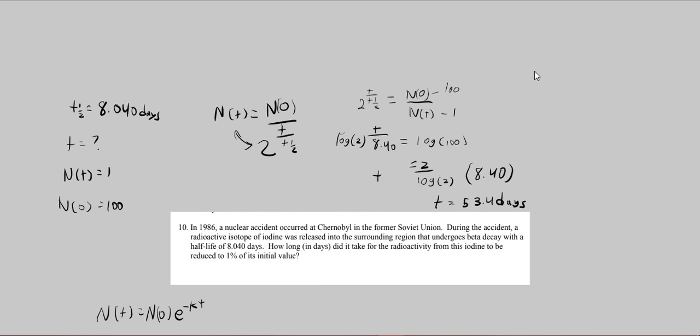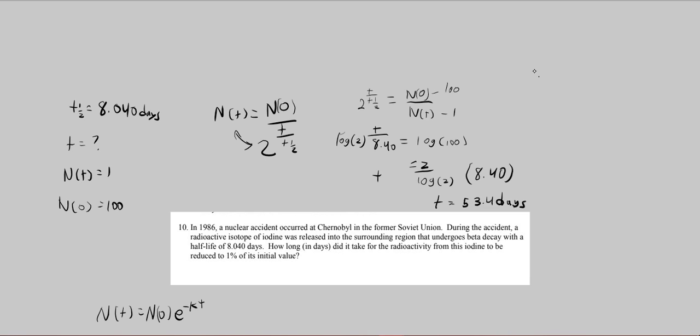Okay, cool. So for the next one, this is number 10. We'll be looking at, during the accident, the radioactive isotope of iodine. It gives us the half-life, which is 8.040 days. So right here, as you can see, I wrote down the half-life, and then it asks how long did it take for it to be reduced by 1%. Which means that the iodine is reduced, as in 1% is left.